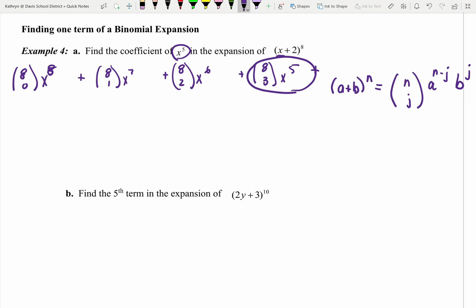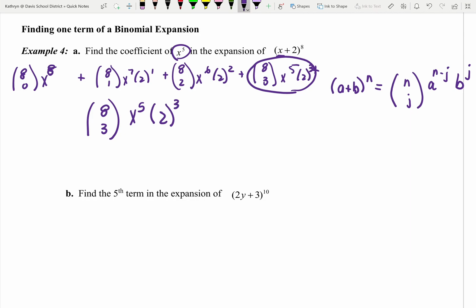Okay? A couple of different ways you can do this. I'm going to just kind of write it out like this. The 2 starts small. So no 2. Then 1 2. And then 2 2s. And then 3 2s. So your setup for that term is 8 combination 3 multiplied by x to the 5th multiplied by 2 to the 3rd.